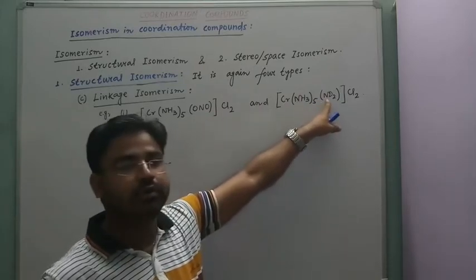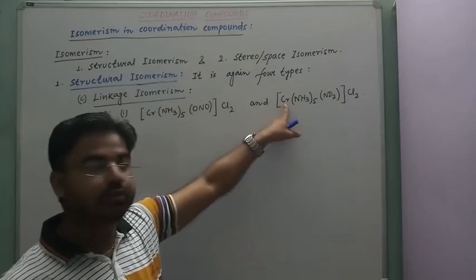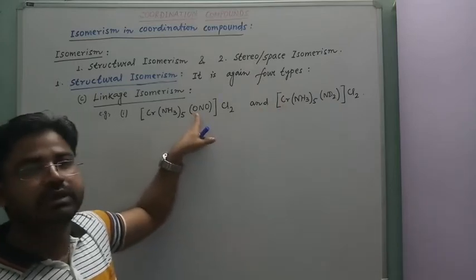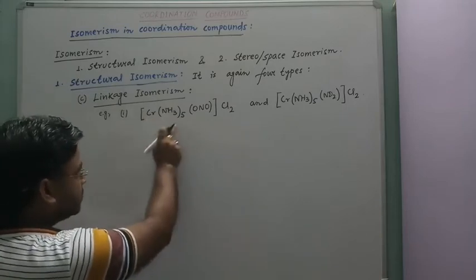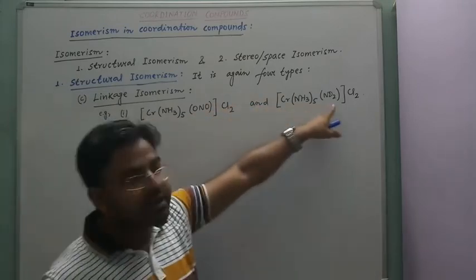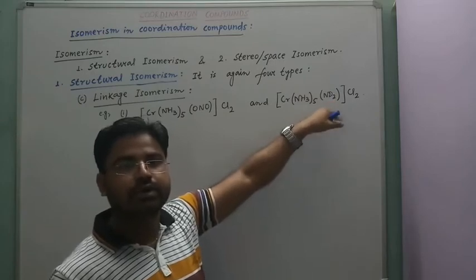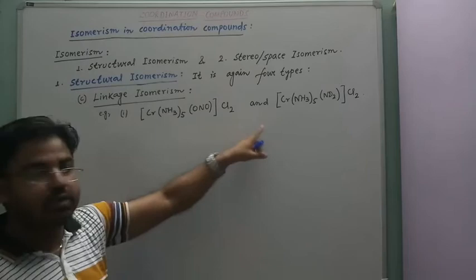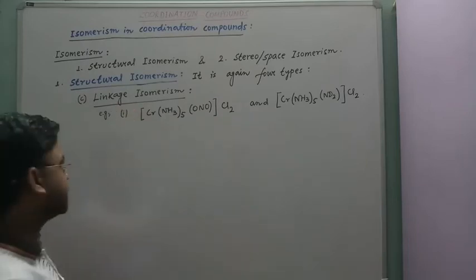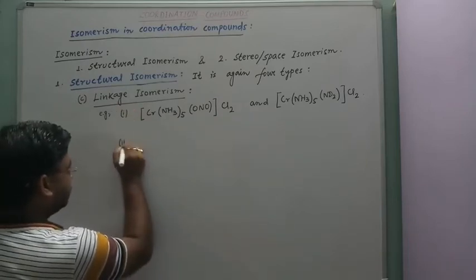Here nitrogen atom donates its lone pair of electron to the central atom chromium, and here oxygen atom donates its lone pair of electron to the central atom chromium. So since in this compound one ambidentate ligand is present which contains more than one donor atom, this kind of isomers are known as linkage isomers.